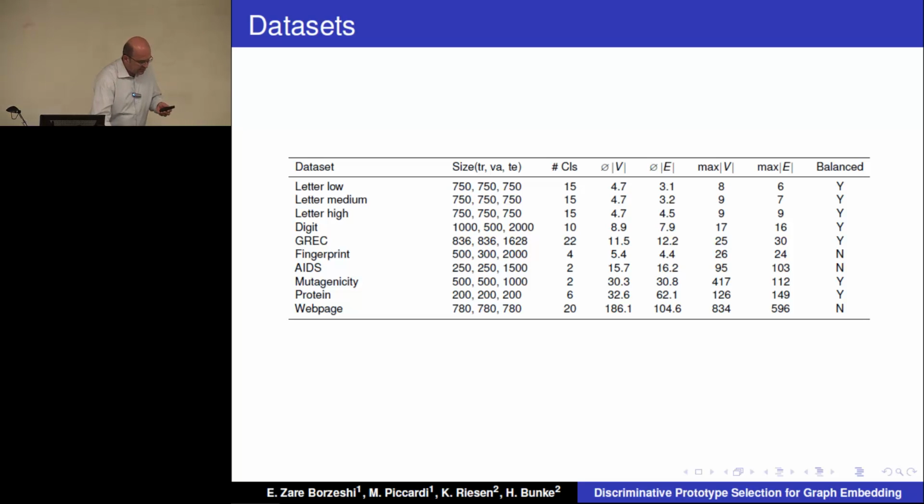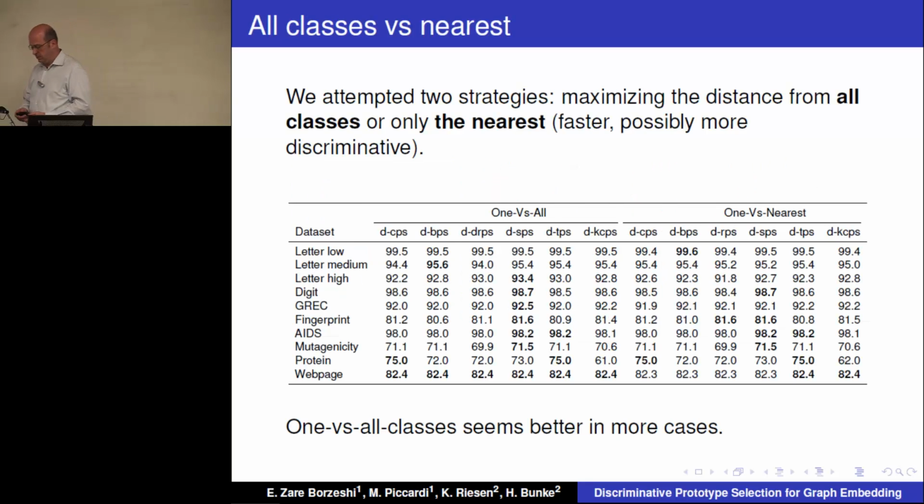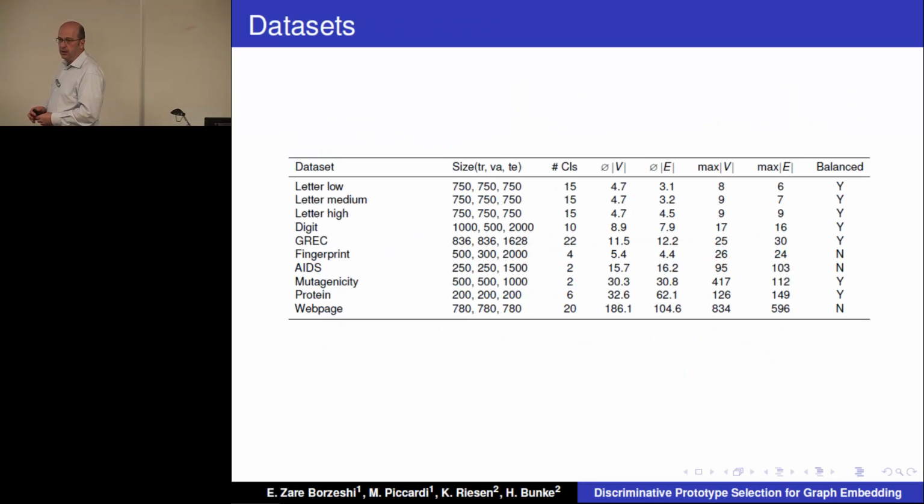The description of the data set is given here. The fundamental figures are these, the number of nodes and the number of edges. As you see, they increase going from top to bottom. And the graphs at the bottom are harder because they have on average a much larger number of nodes and number of edges.